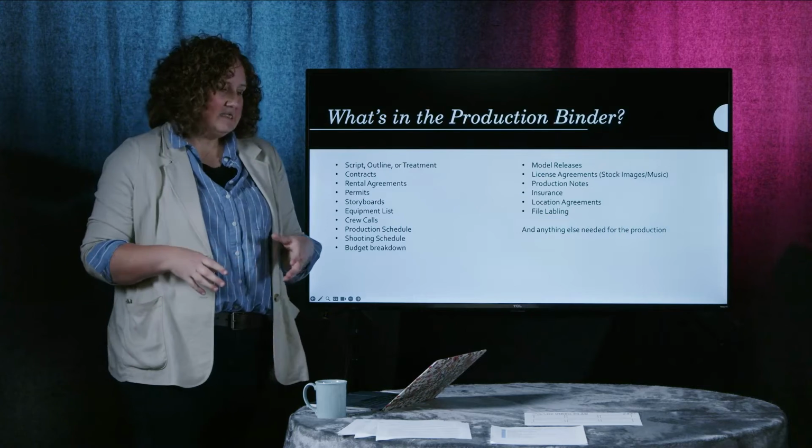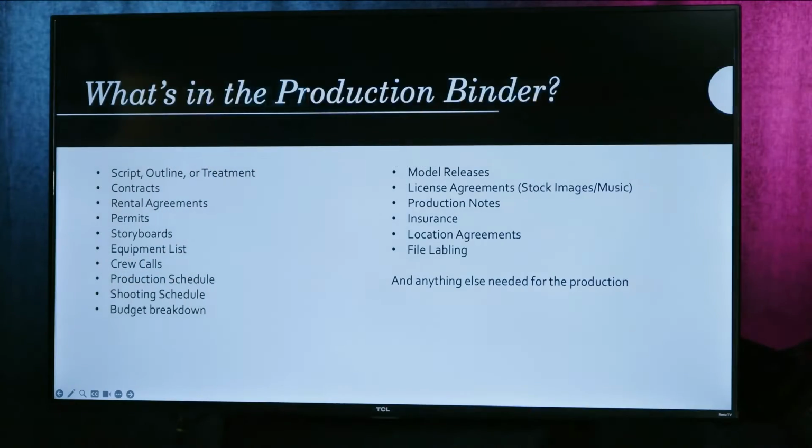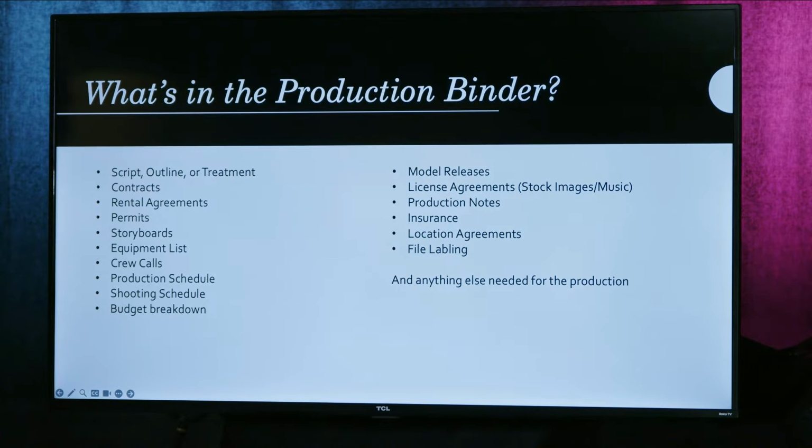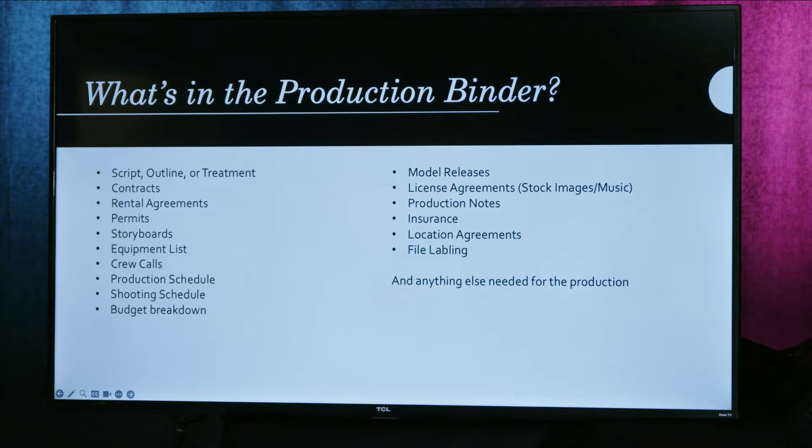So what is in a production binder? This is where you're going to put your script, your treatment, or your outline. This is where you're going to have your contracts, your rental agreements, your permits, if you need them. Your storyboards, again, we're working in a visual platform, so why not have visual demonstrations of how we want it to look? Your equipment list, your crew calls.